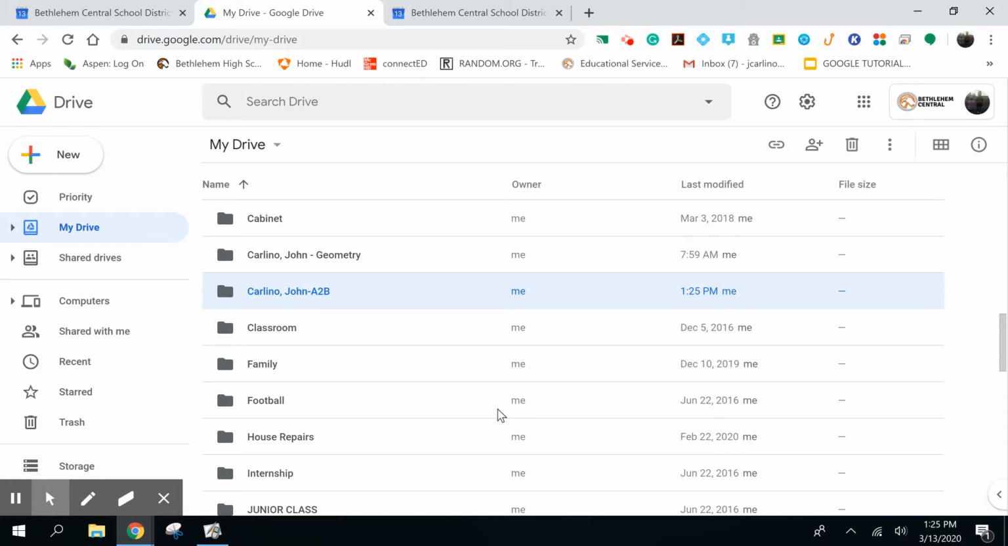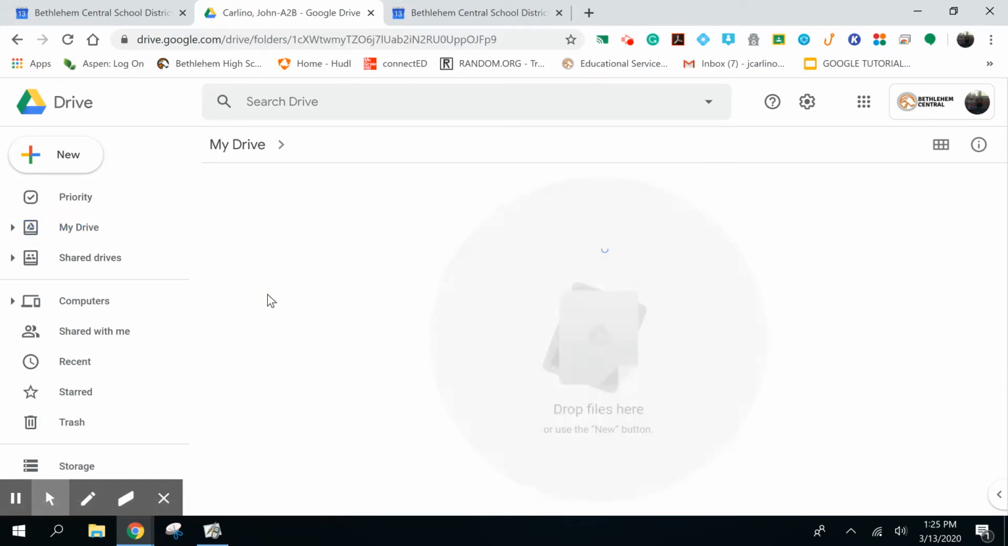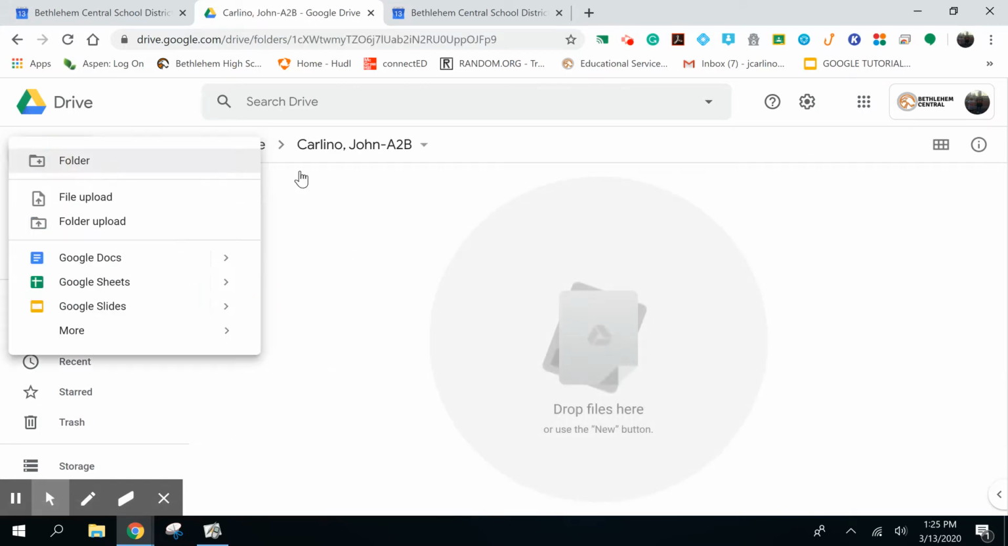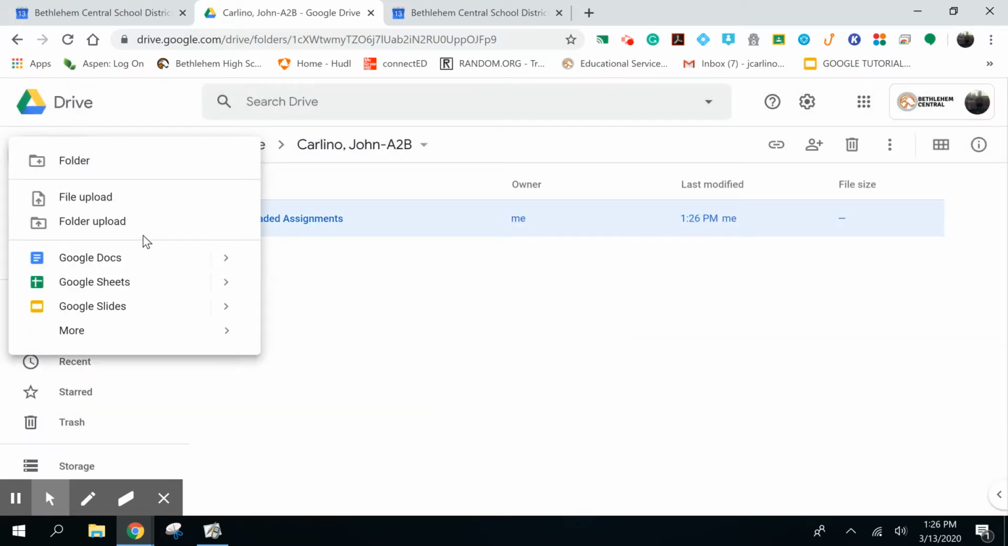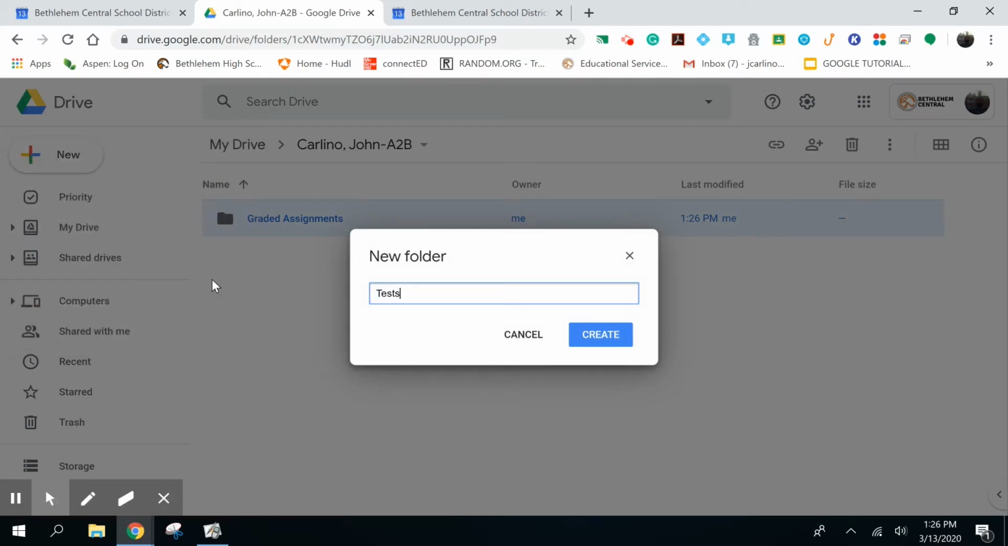Now open the folder for me. Make a new folder that is graded assignments. We good? Create that one, and then you're going to make a second folder that is going to be tests / quizzes. Hopefully we don't have to use this folder. Create.